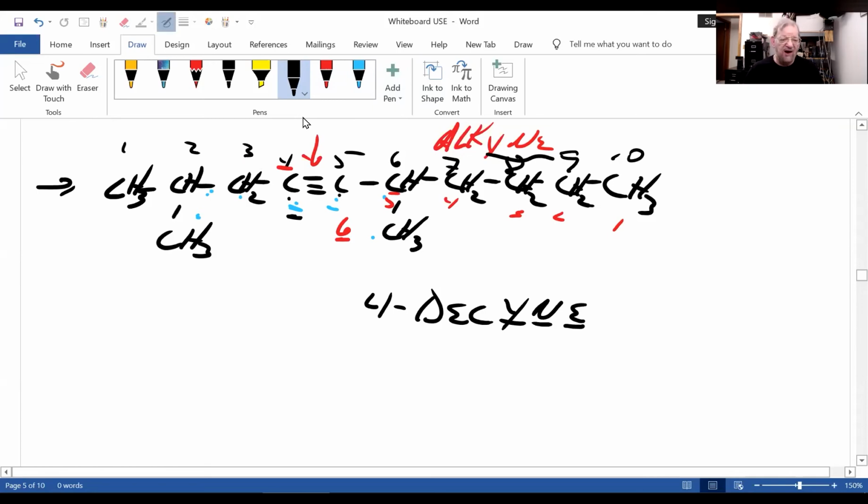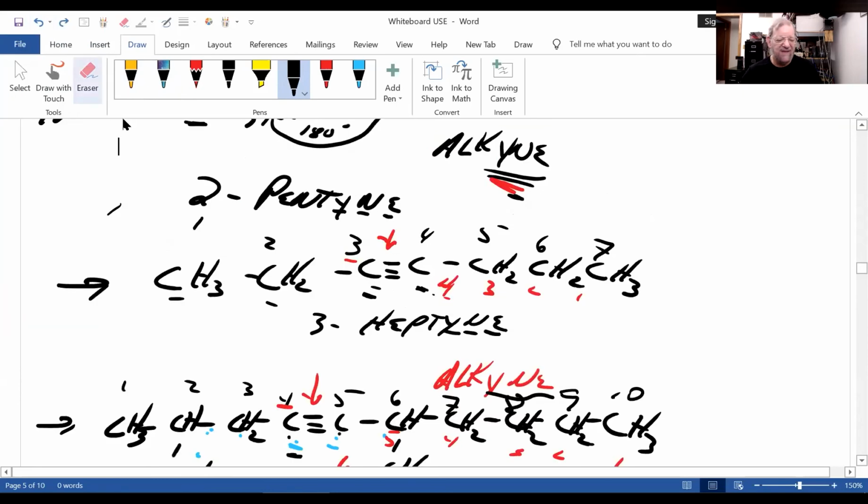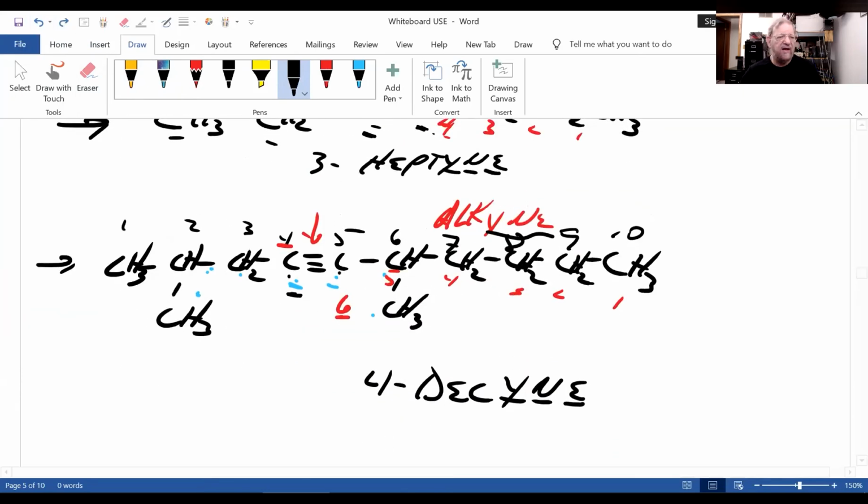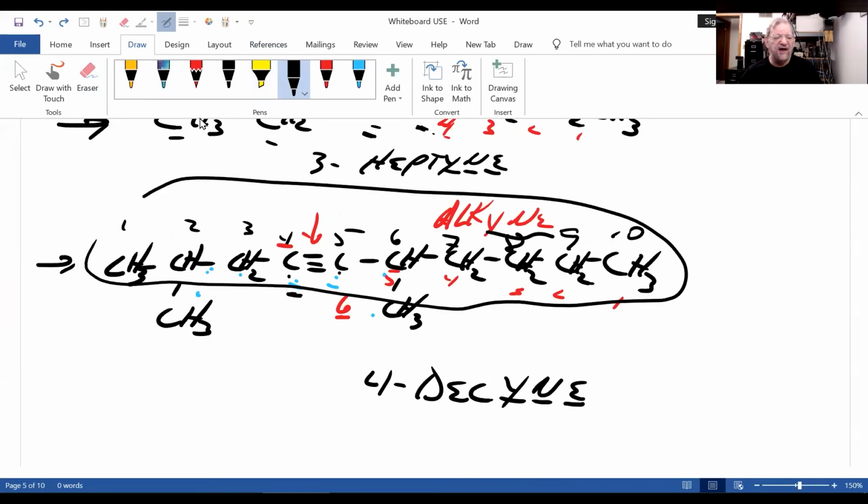So am I done? No. When I say 4-decyne, that's spoken for. Oh, look what's left over, a methyl group. No, 2 methyl groups. How do we show that? 2 is di, 3 is tri. So this would be dimethyl.